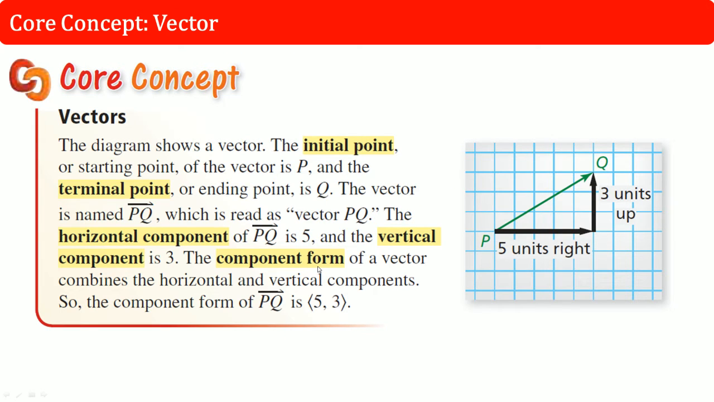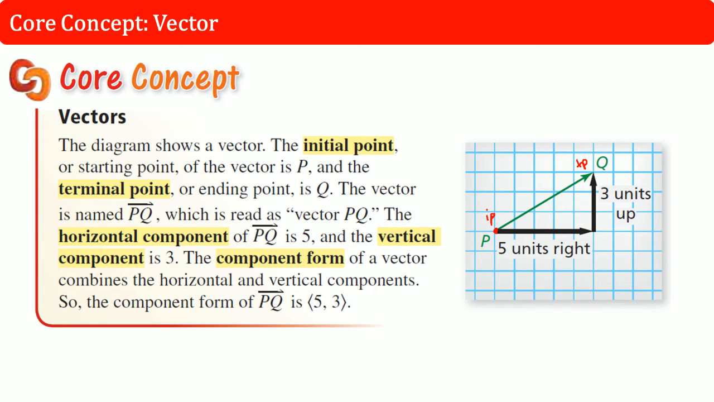This is the core concept. The diagram here shows a vector. The initial point or the starting point of the vector is point P. And I'm going to dot it right here. That is your initial point, IP. And the terminal point is at its end, which is at Q, also where the head is. So that's your terminal point, and this is also referred to as the head of the arrow. The vector is called PQ, which is also read as vector PQ.